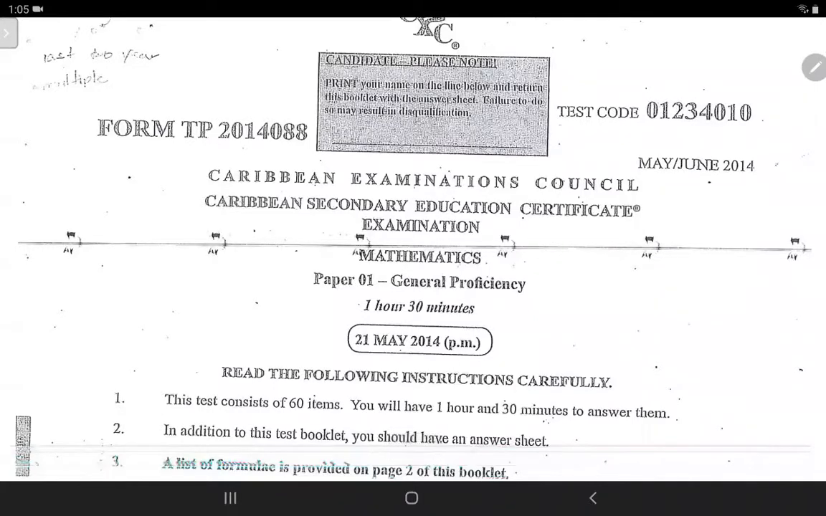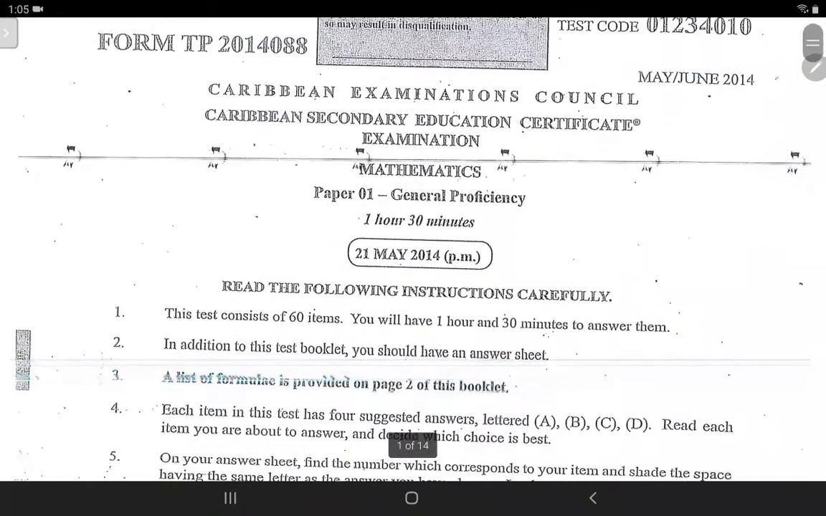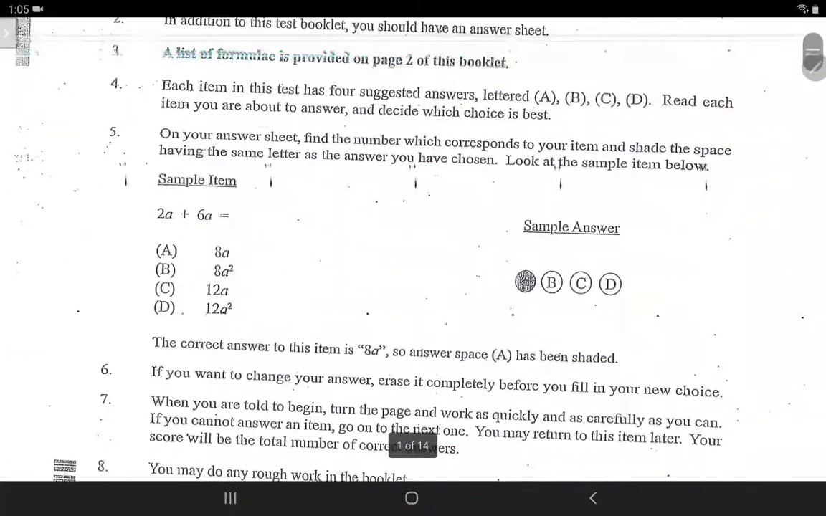Okay, good day everyone. We are going to be taking a look at the May-June 2014 past paper. That is Mathematics, of course, Paper 1.